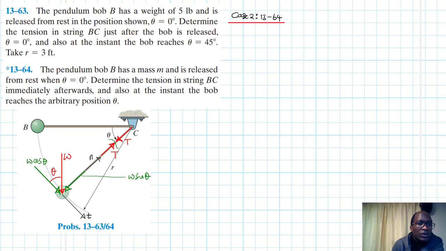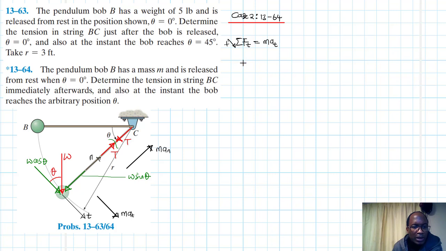So let's also indicate the kinetic diagram. So we have our acceleration in that axis, and then in that axis. This is our m a_t, and this is our m a_n. So let's start with the t. So the summation of forces in the t direction, going down being our reference, is just equal to m a_t.